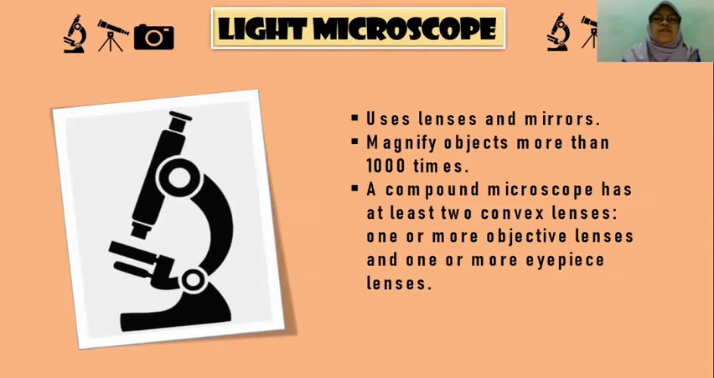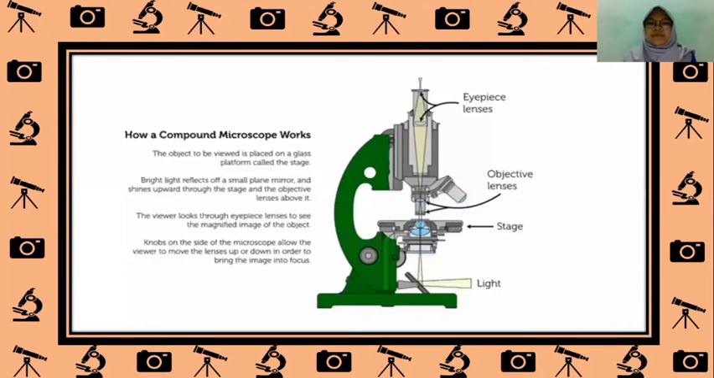So when we talk about optical instruments, there is light microscopes. Light microscopes use lenses and mirrors, and they can magnify objects more than 100 times. A compound microscope has at least two convex lenses, one or more objective lenses, and one or more eyepiece lenses. So this is the overview of microscope.